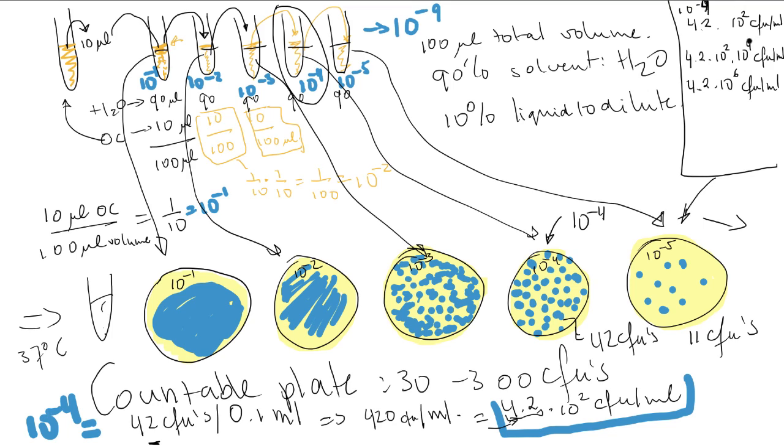Why did I multiply by 10 to the 4? I multiplied by 10 to the 4 because I diluted 10 to the 4 to get here. So now I have to bring it back to the original cell density. So the original cell density is then 4.2 times 10 to the 6 colony forming units per milliliter.